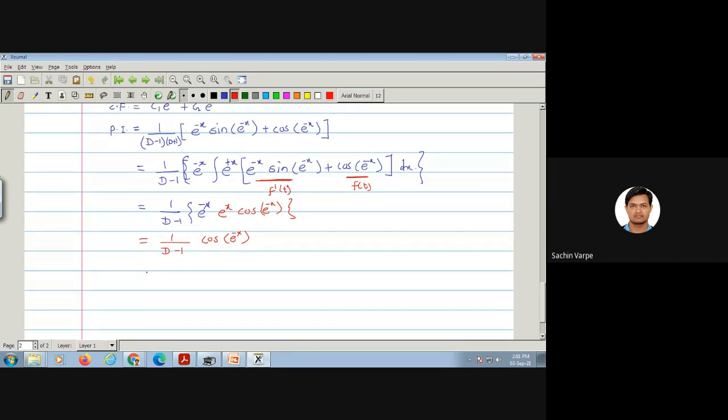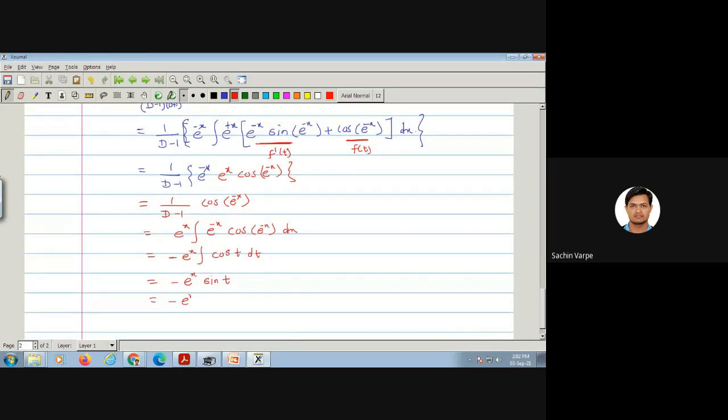So now I apply the second operator, that is e to the power x, integration of e to the power minus x f of x, and when I substitute e raised to minus x is equal to t, minus e raised to minus x dx will be dt, so minus cos t dt. That is minus e to the power x into integration of cos t, which is sin t, and that is equal to minus e raised to x into sine of e to the power minus x. So hence the complete solution is CF plus PI. Please write the solution. I'm not going to write. I hope now everyone is clear about this general method.